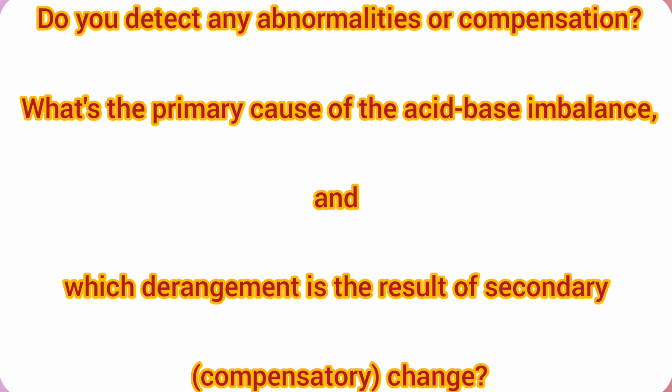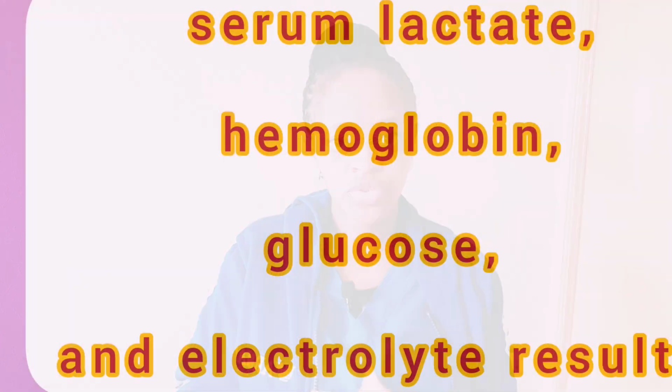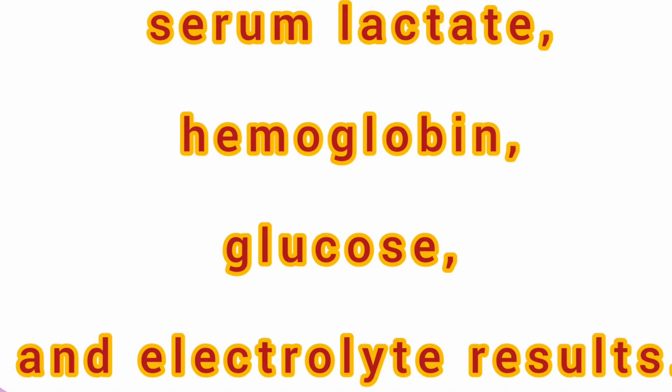What's the primary cause of the acid-base imbalance? And which derangement is a result of the secondary or compensatory change? Matching the partial pressure of the carbon dioxide and the bicarbonate parameters with the pH can help you determine the primary cause and the secondary change. Also, examine the serum lactate, hemoglobin, glucose, and electrolyte results.